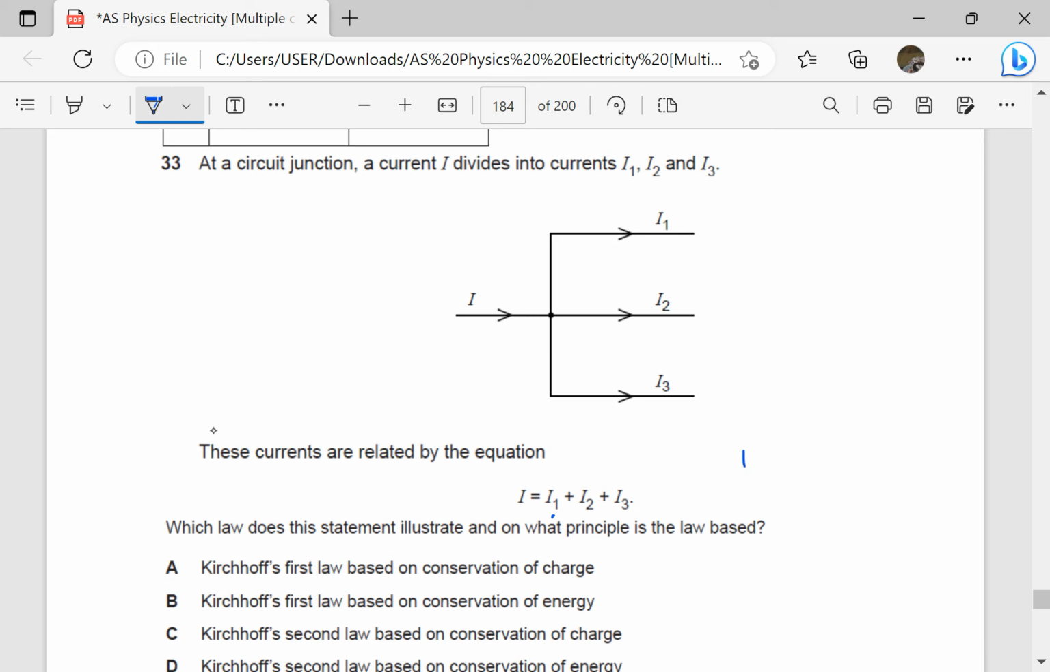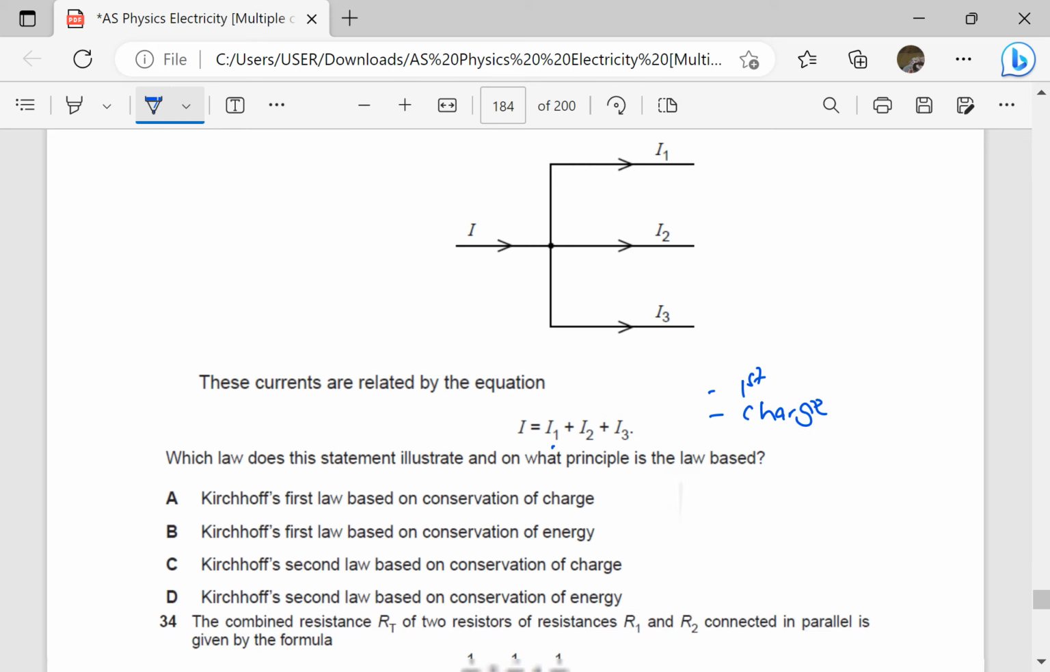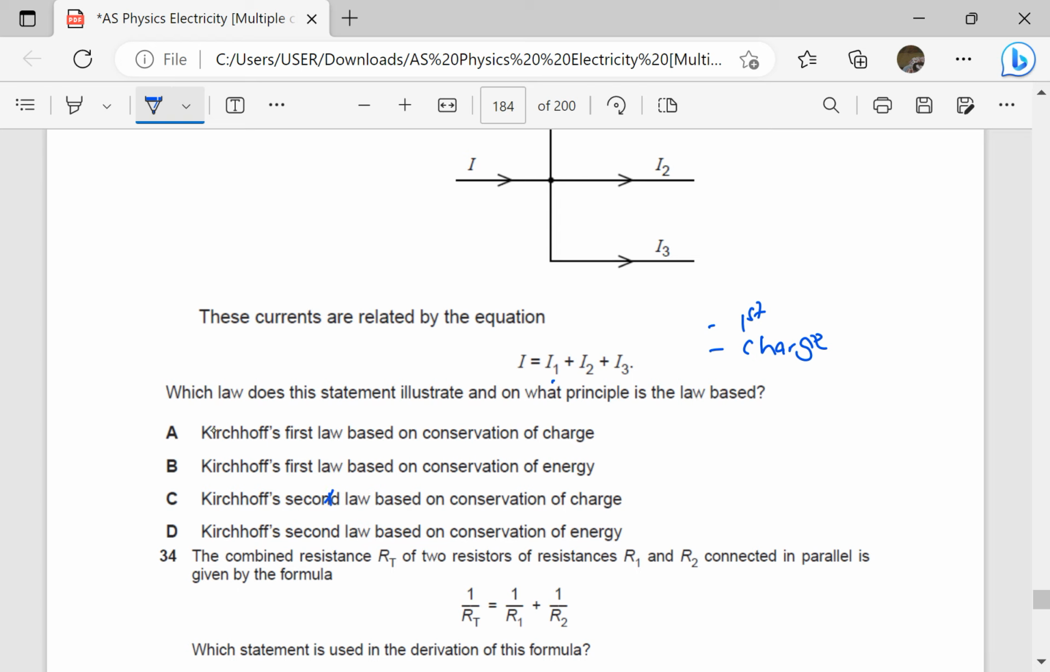So this is Kirchhoff's first law. The sum of currents into the junction is equal to the sum of currents out of the junction. And this one is based on conservation of charge. That one we are now familiar with. It's Kirchhoff's first law, not second law, and it is conservation of charge. So our answer is going to be A.